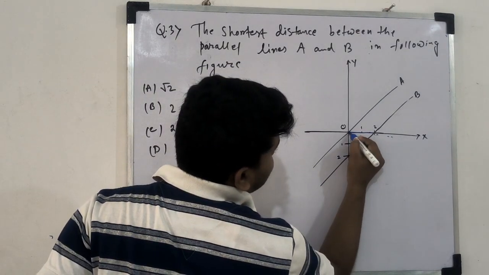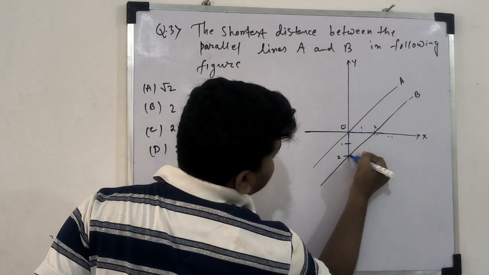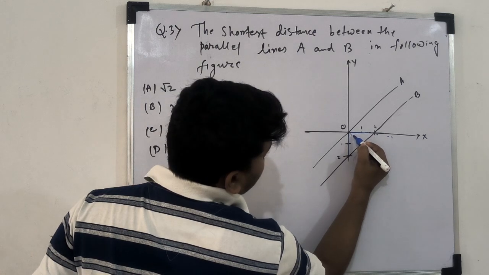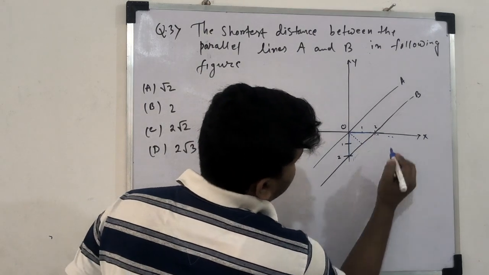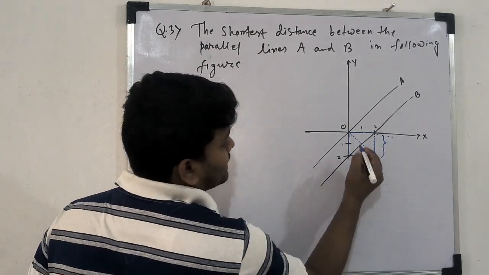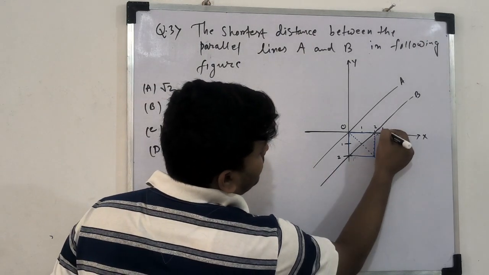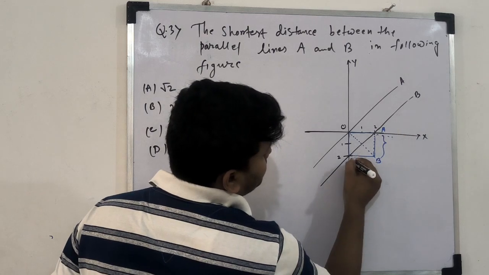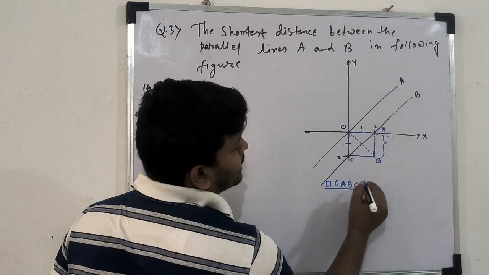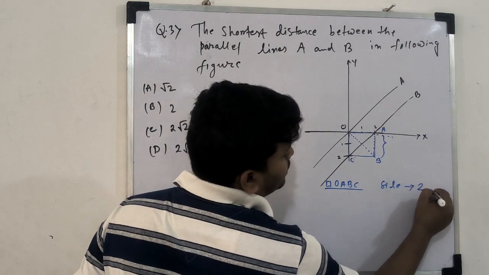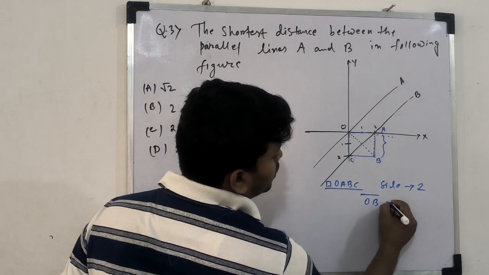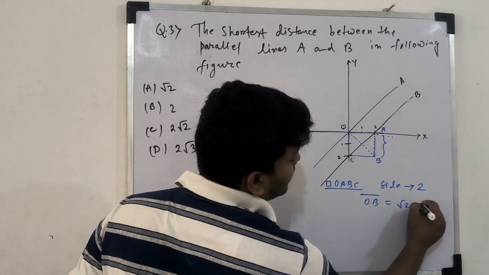From this we see the triangle with side 2. We have to find the shortest distance. If we draw this, it will be a square with side 2. If we take the points O, A, B, C, then OABC is a square with side 2 units. Therefore the length of the diagonal OB will be root 2 into side, that is 2 root 2.